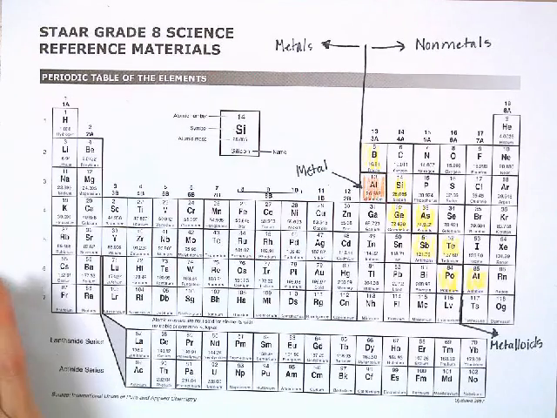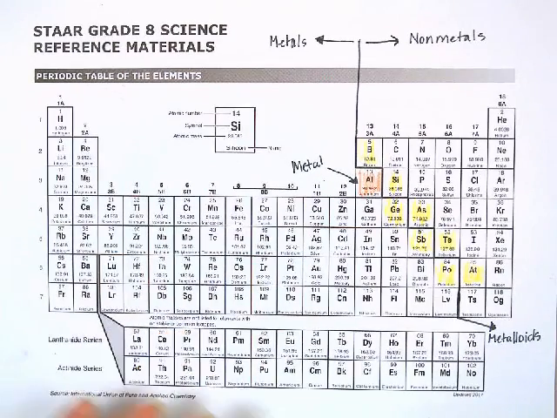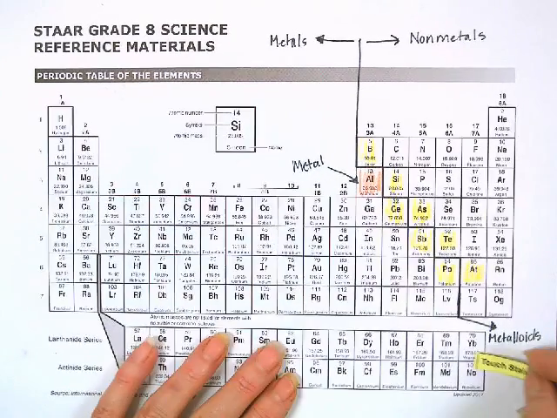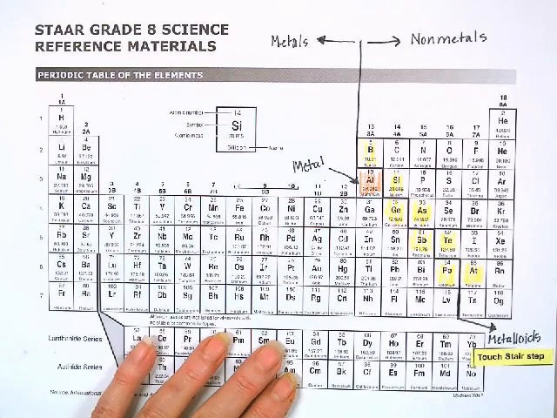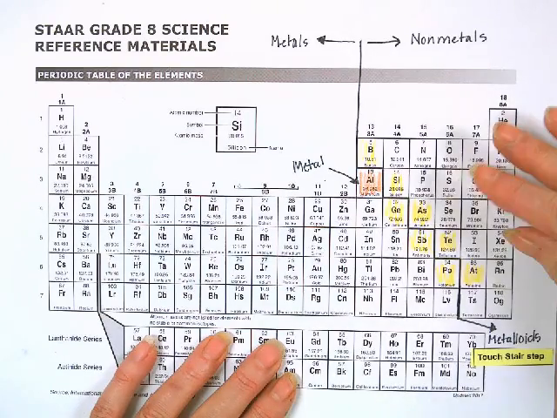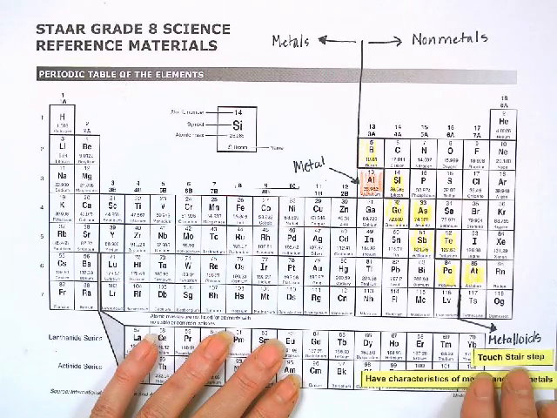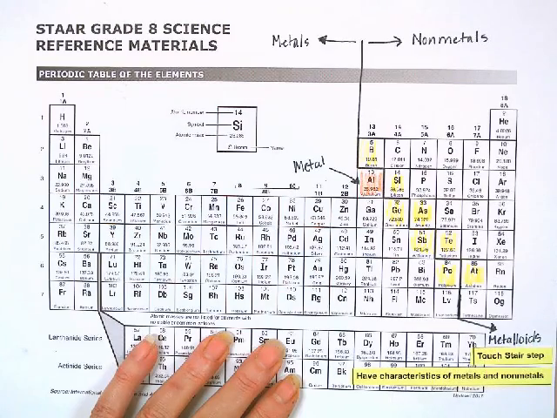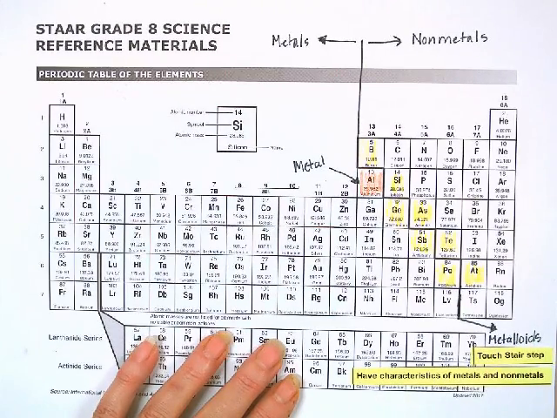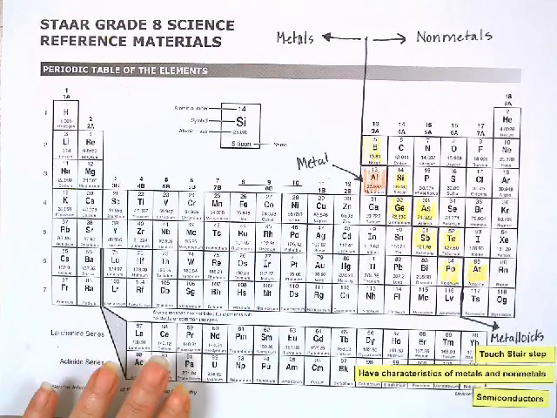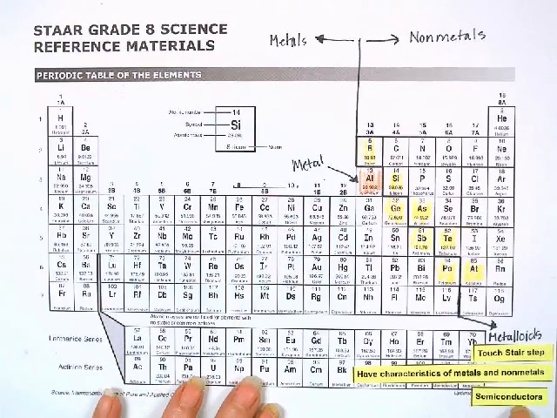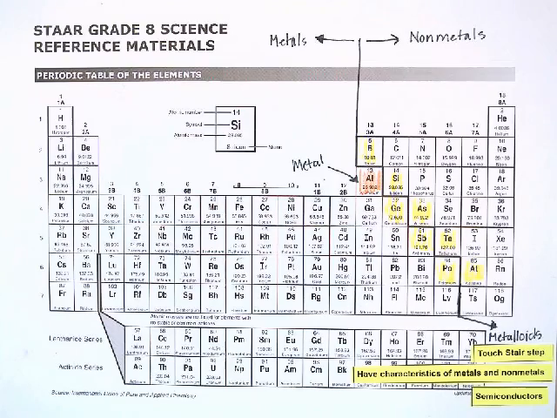All right, so metalloids, what are their characteristics? First off, they touch the stair step. Metalloids are very interesting. Not only do they lie between the nonmetals and the metals, but they also have characteristics of metals and nonmetals, which makes them highly interesting and suspect. That is where we find these elements are semiconductors, meaning they conduct electrical and heat energy only under certain circumstances. All right, so let's move forward.